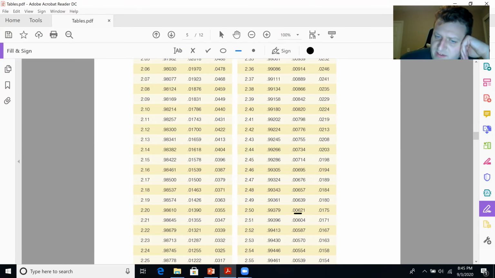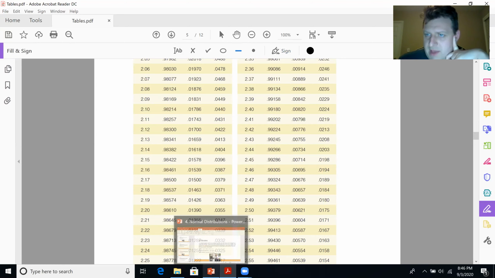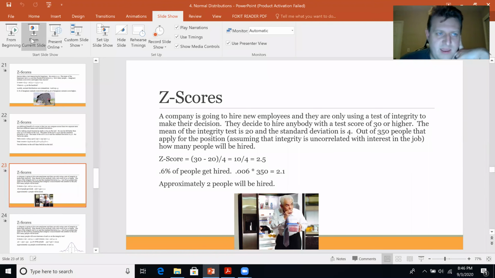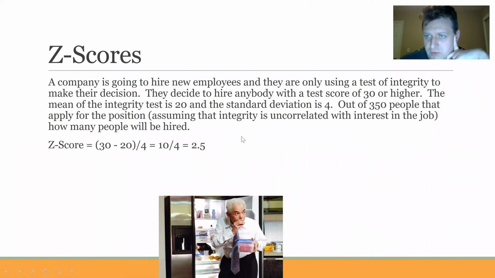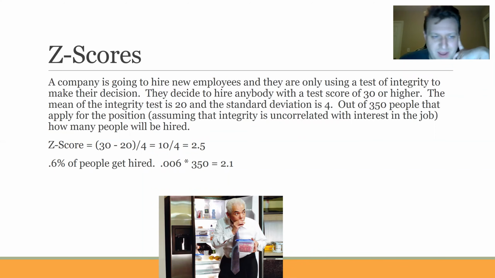0.00621 proportion of people score higher than a 2.5 z-score. If I were to convert this to a percentage, 0.621% of people score above this. All right, so let's go back to our problem with this handy dandy information as I channel my inner Blue's Clues. I don't know if you guys are too young to remember Blue's Clues, but I don't know why that reference popped up. So about 0.6% of people are going to be hired.